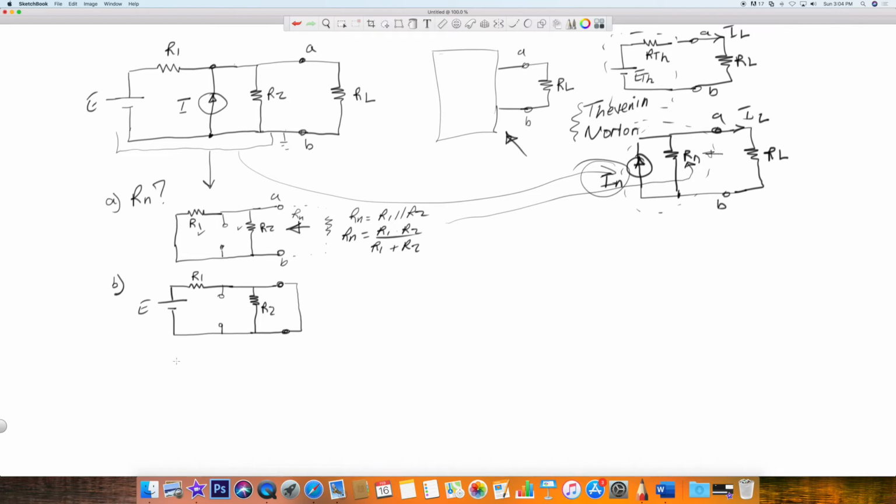So what would happen? Let's think about what happens here.